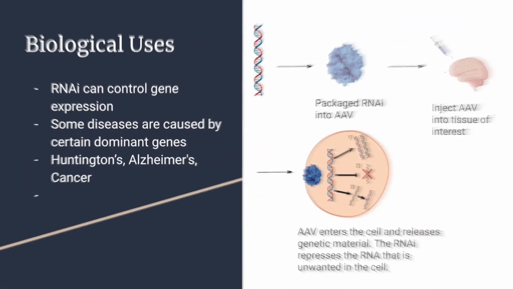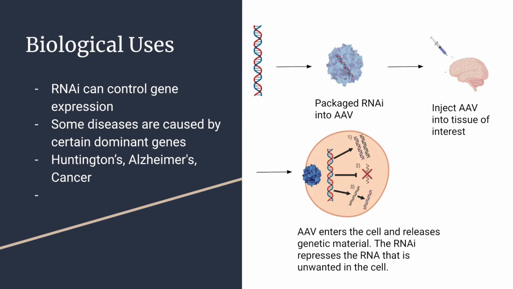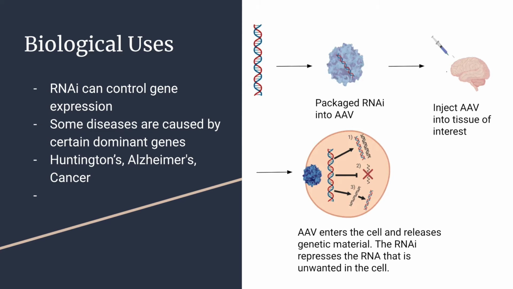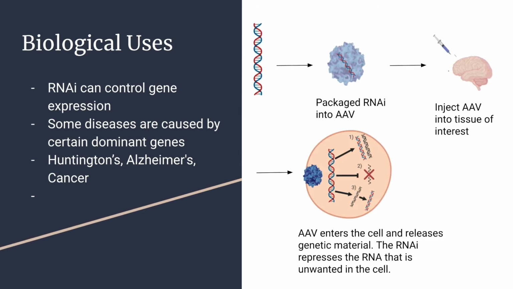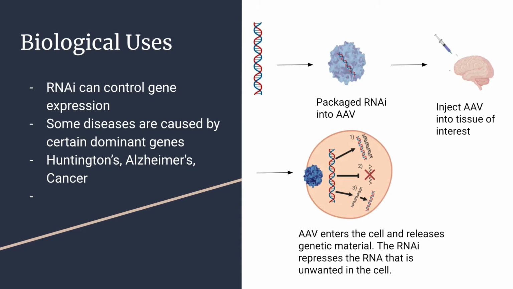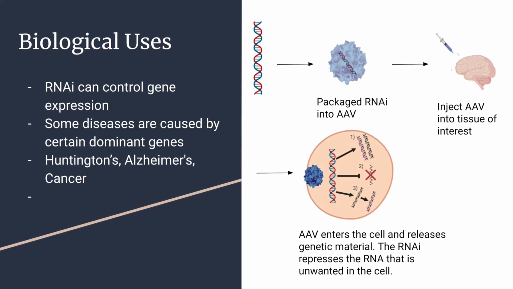The significance of RNA interference is that scientists have discovered certain genes that are responsible for conditions like Huntington's, Alzheimer's, and cancer, with its BRCA genes and p53 genes. So if you can imagine, this is kind of like an application of genetic engineering.